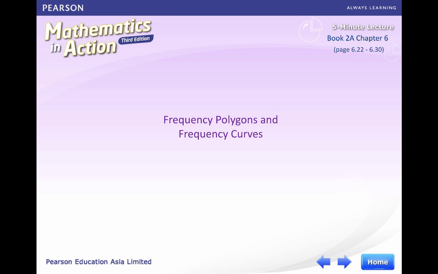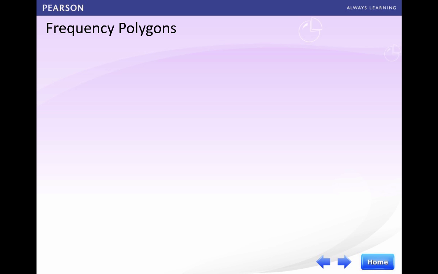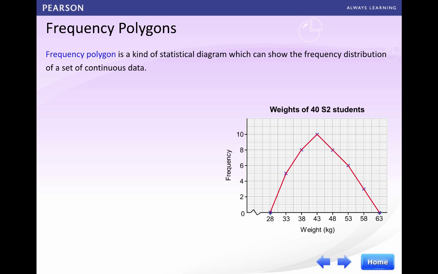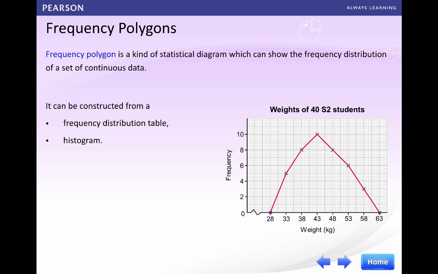Hi students, in this video we will talk about frequency polygons and frequency curves. What is a frequency polygon? It is a kind of statistical diagram in which we show the frequency distribution of some continuous data. Look at this example: we use this frequency polygon to represent the weights of some S2 students. It can be formed from a frequency distribution table or histograms.